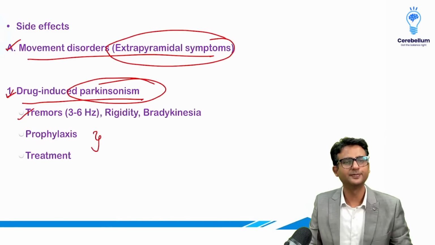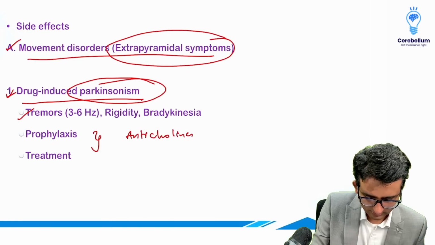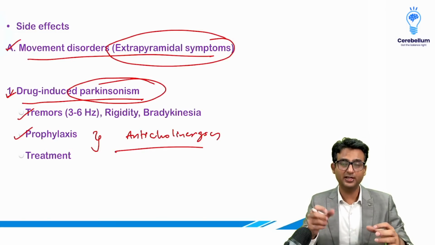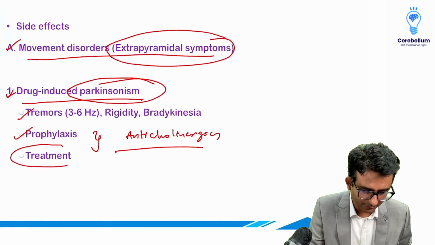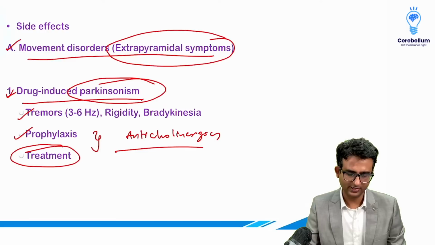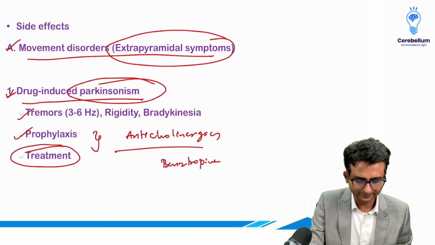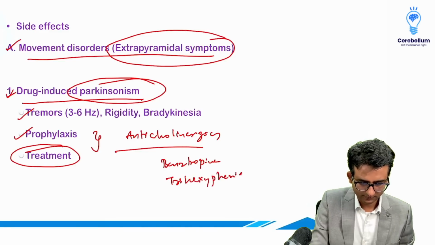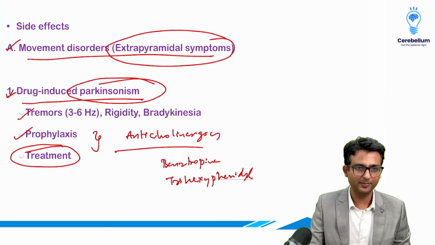What is the treatment? Anticholinergics. You can use them prophylactically. If you are giving a typical antipsychotic, give anticholinergics prophylactically. If the patient develops drug-induced Parkinsonism, you give anticholinergics, right? Benztropine, trihexyphenidyl, promethazine can also be used sometimes. All these can be given.